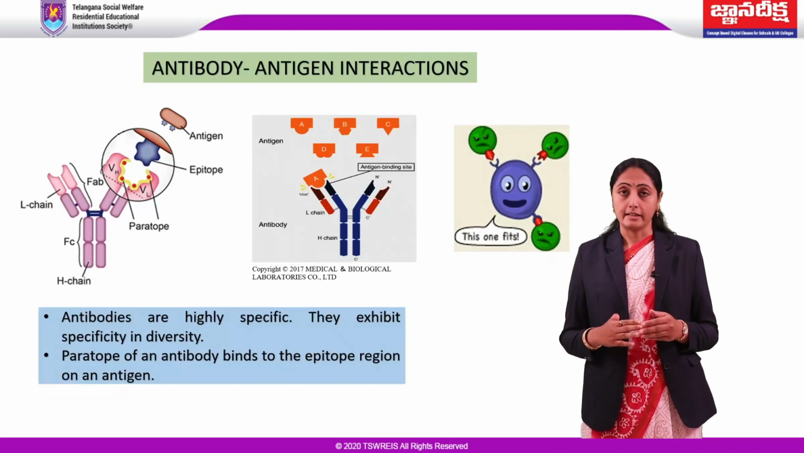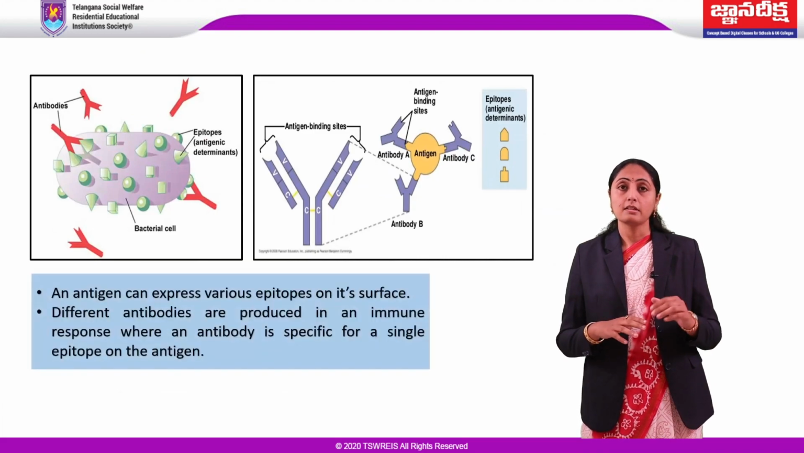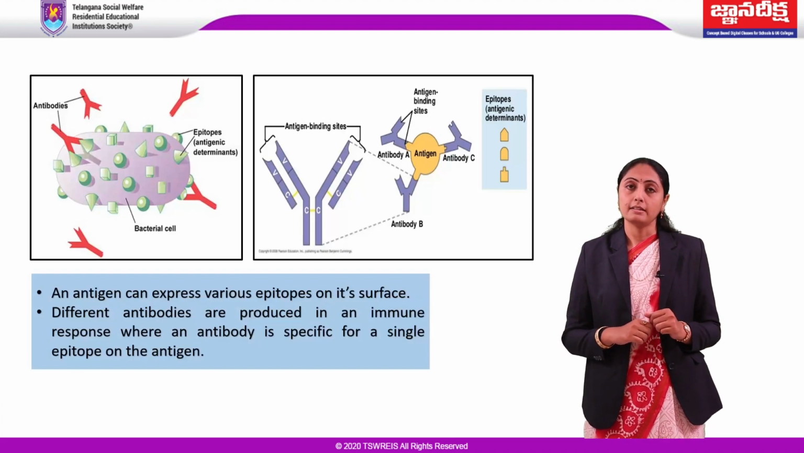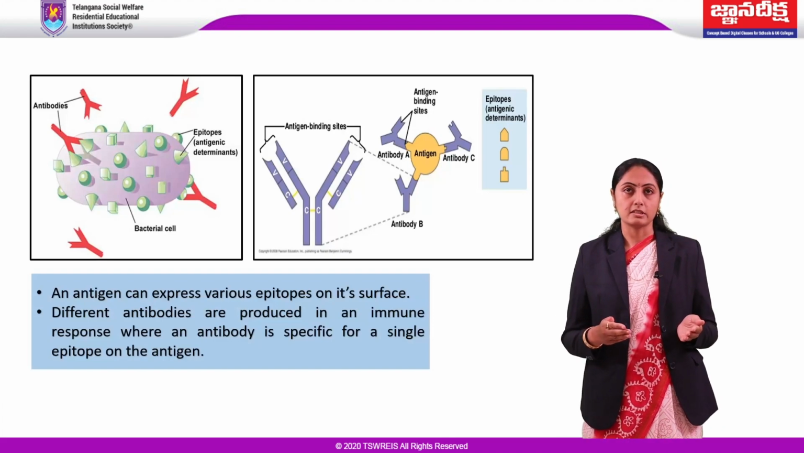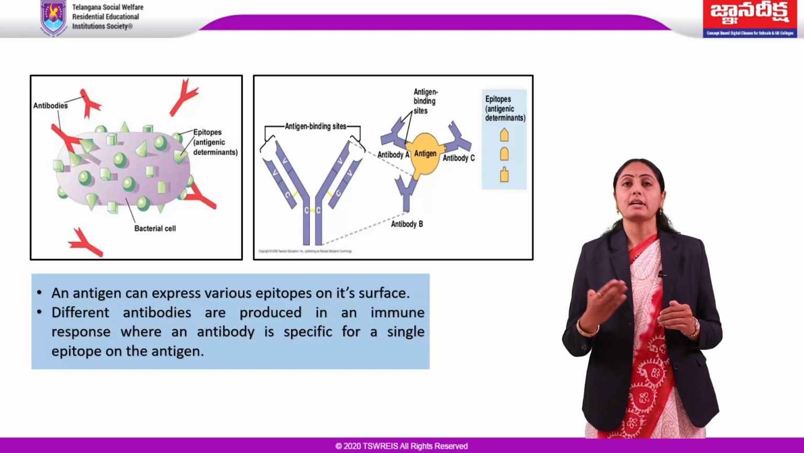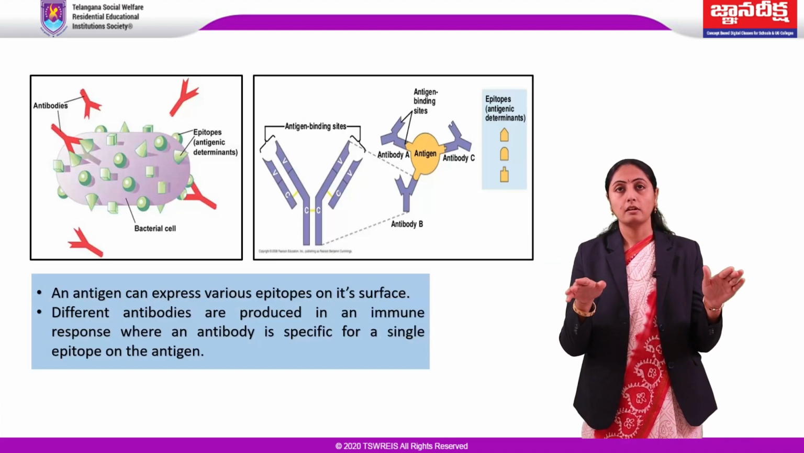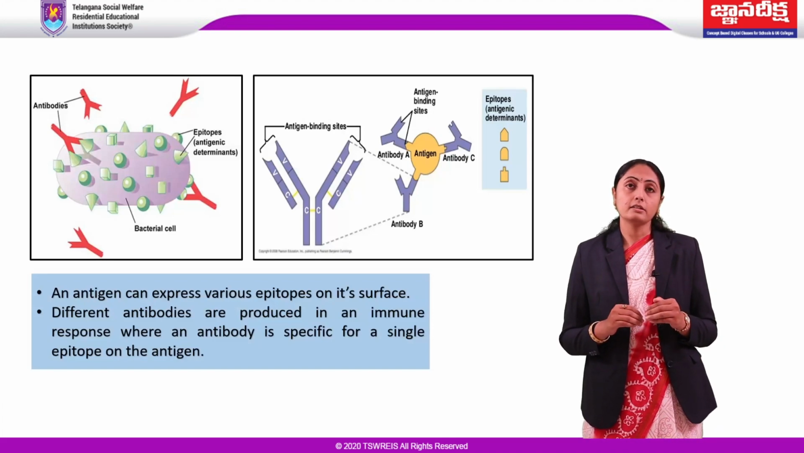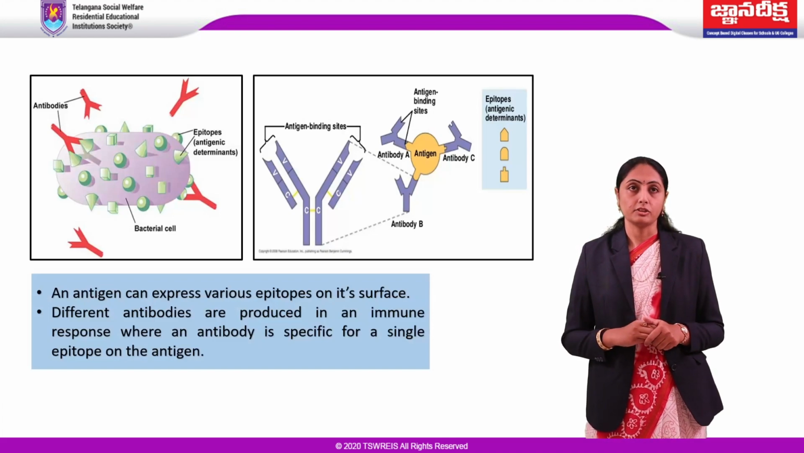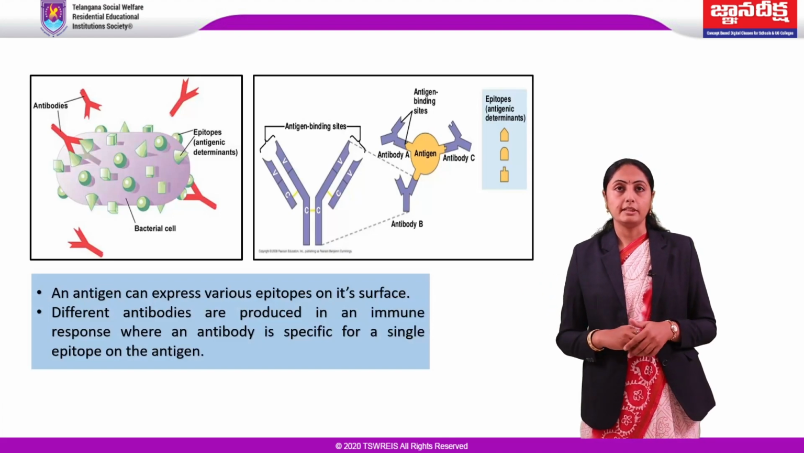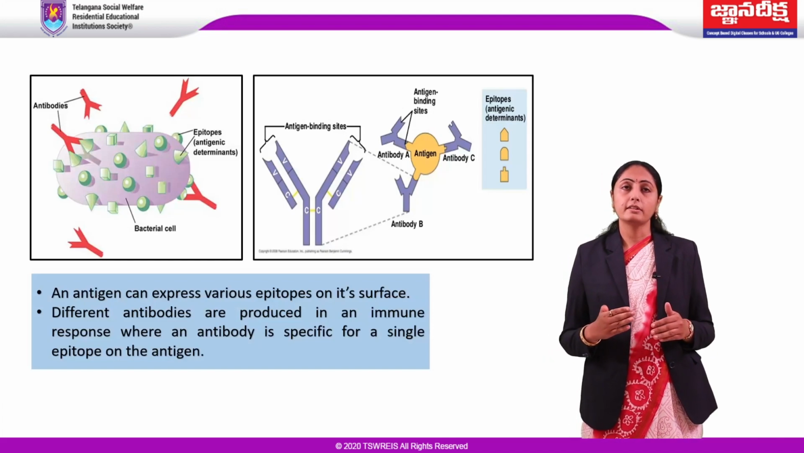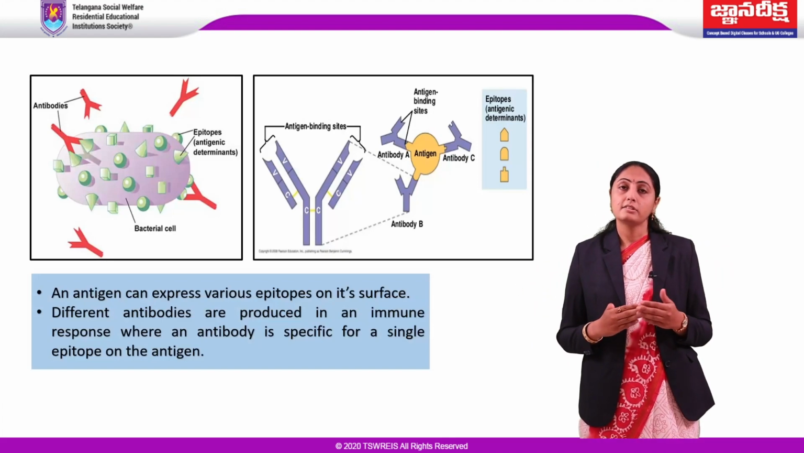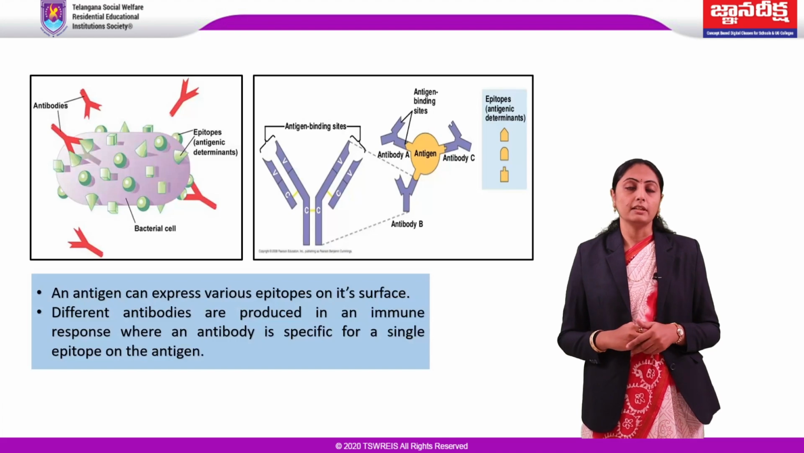Here we see an antigen like bacteria possess various epitopes on their surface. Each epitope can elicit a specific antibody response. Many epitopes are present on the bacterial cell surface. If two copies of the same epitope are present, then it is called a multivalent antigen. In the second image, we see an antigen with different epitopes binding to different types of antibodies. Such an antigen is called a polyvalent antigen.